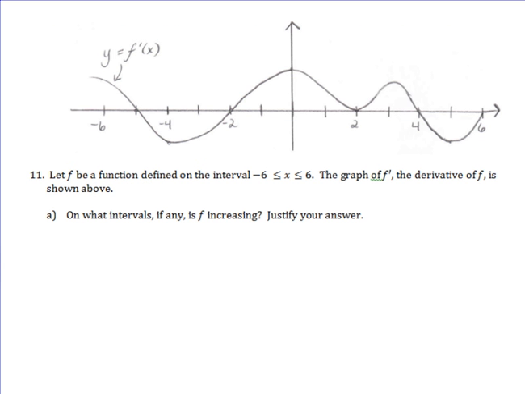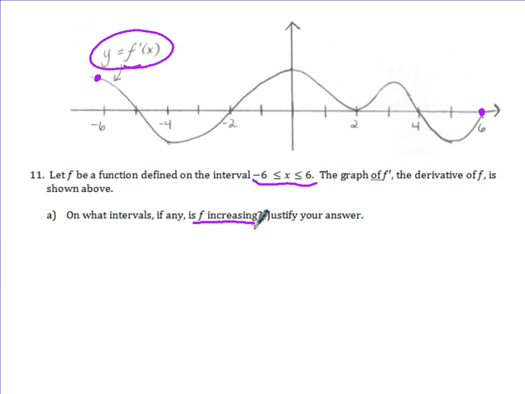All right, final question. Let f be a function defined on the interval -6 to 6. So they're telling us that this graph has endpoints. It's stopping here at -6 and 6. The graph of f prime, the derivative of f, is shown above. We are looking at f prime, and that's very important. If you don't have your table handy, you should get your table out so you can reference it while we do this problem. On what intervals, if any, is f increasing?